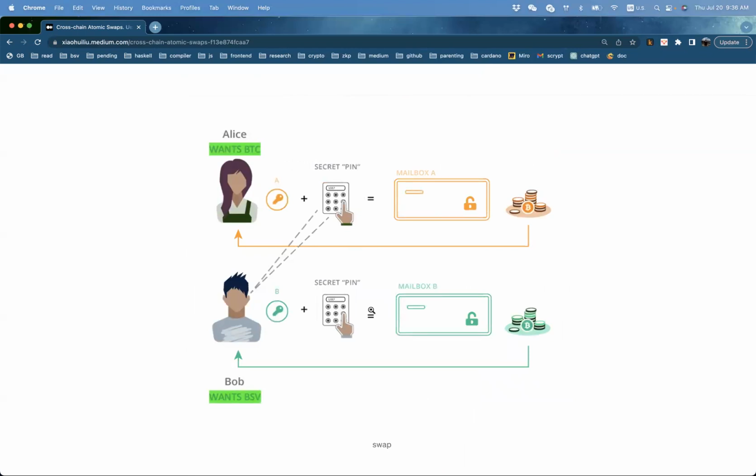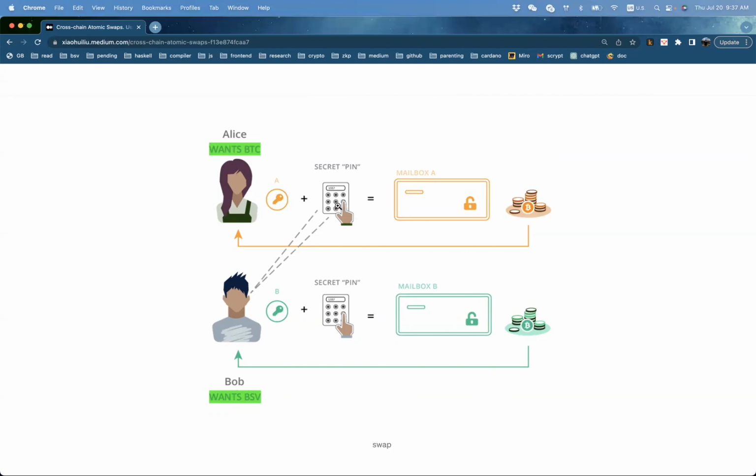So in this case, Alice wants BTC, Bob wants BSV. So we mentioned that Alice types the secret pin and then gets the BTC, and afterwards Bob types the same secret pin and gets BSV. So my question is, can it happen the other way around? Can Bob get the BSV first, and then Alice gets the BTC second?